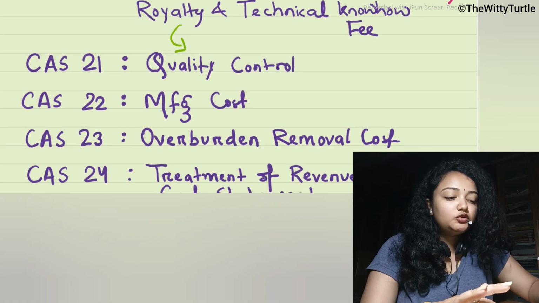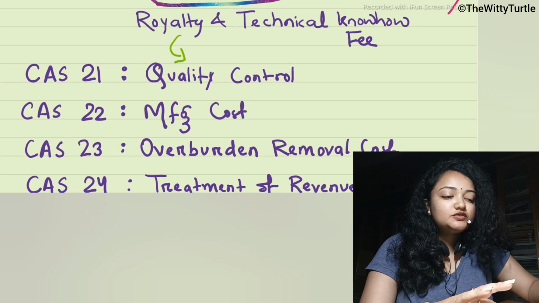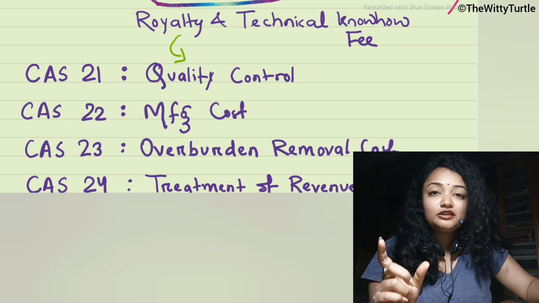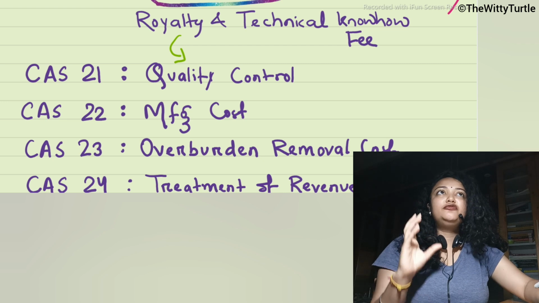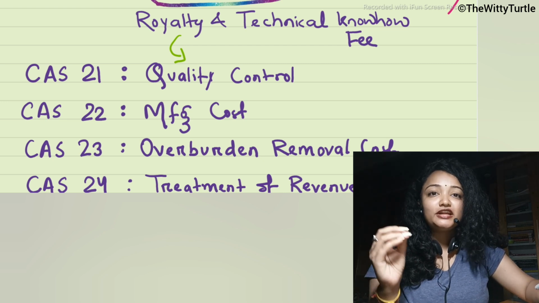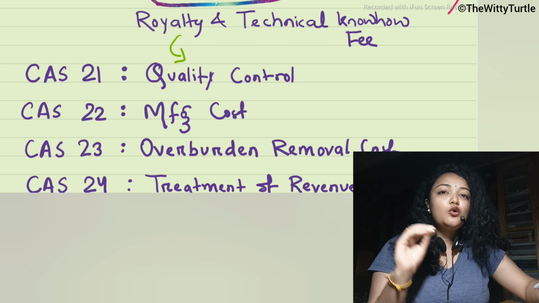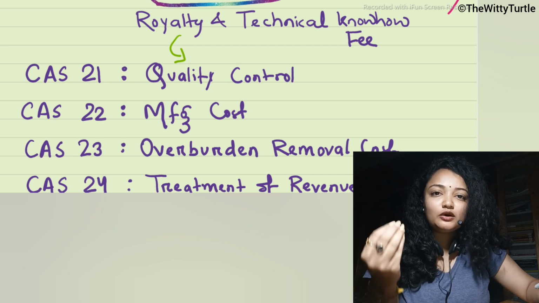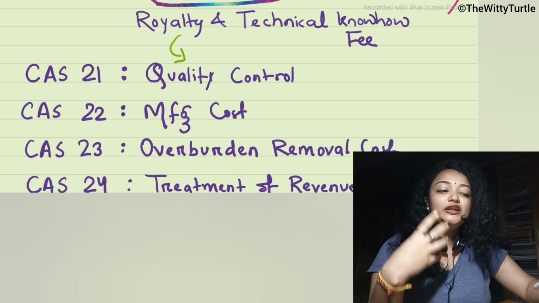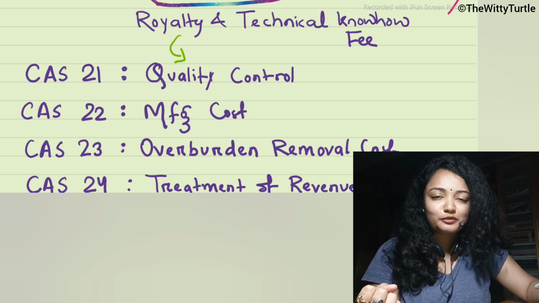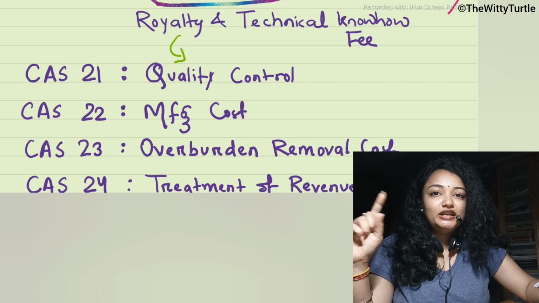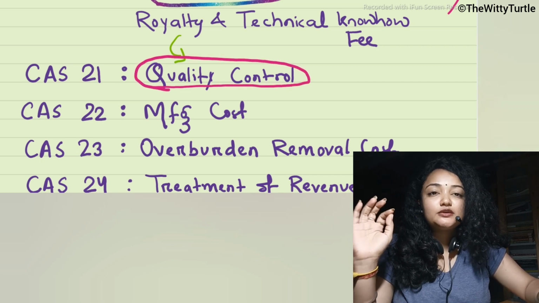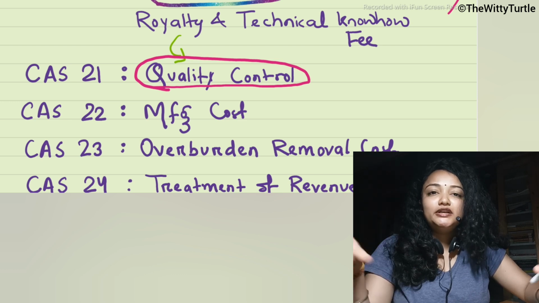Now coming to CAS 21. So 21 is what? You understood that 20 is royalty. And royalty, we also refer to the kings as royalty, right? And whenever there is a king, kings always go for quality over quantity, right? Whatever the king's food or anything is, we always have to do quality control, quality check, right? So after CAS 20, CAS 21 is your quality control. CAS 21 speaks about quality control, right?